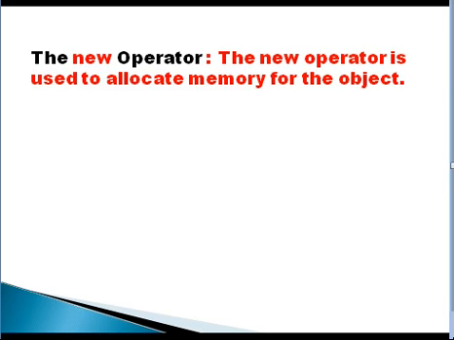Moving ahead, we have another operator to be discussed, that is the new operator. Now the new operator is actually used to allocate memory for the object. Now classes and objects are what we need to discuss in Java. Java, being an object-oriented programming language, deals with a class and its object. What is an object? An object can be any real world entity, and a class is a collection of similar objects.